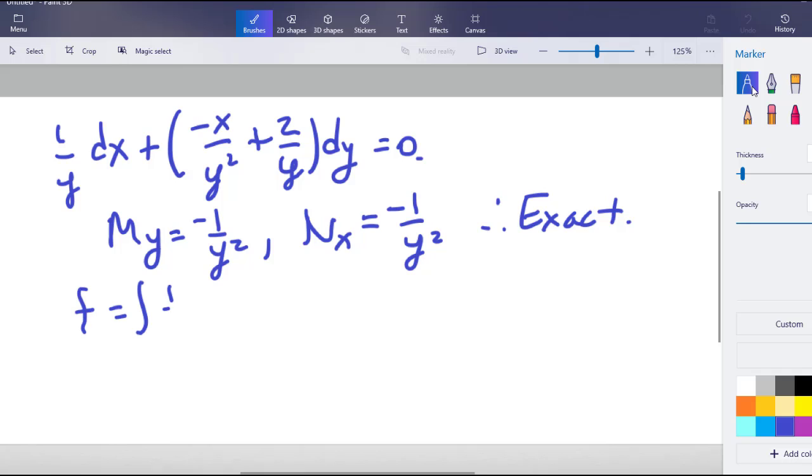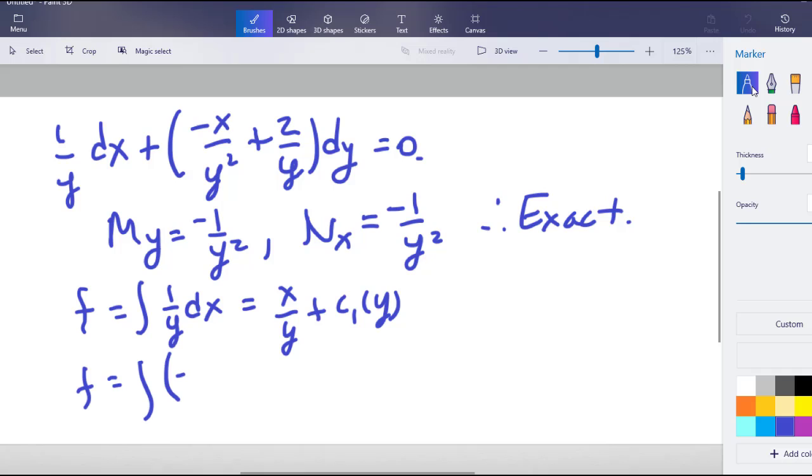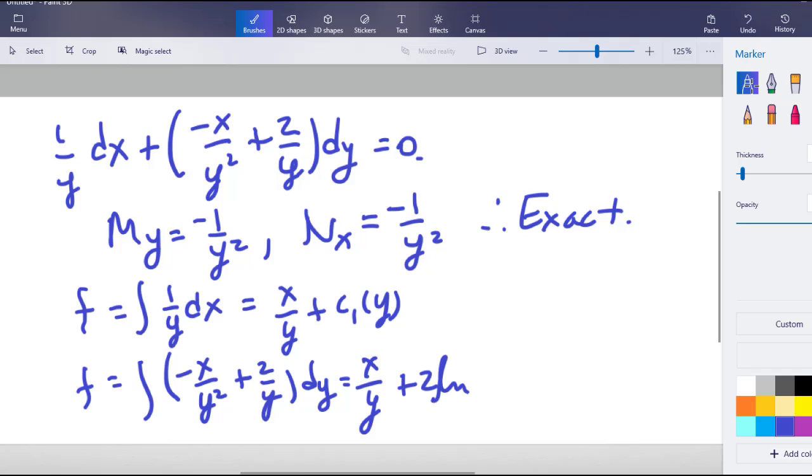To find our function little f, we need to integrate 1 over y with respect to x. This gives us x divided by y plus an arbitrary function of y. Alternatively, we need to integrate negative x over y squared plus 2 over y dy with respect to y. This gives us x over y plus 2 log absolute value of y plus an arbitrary function of x.